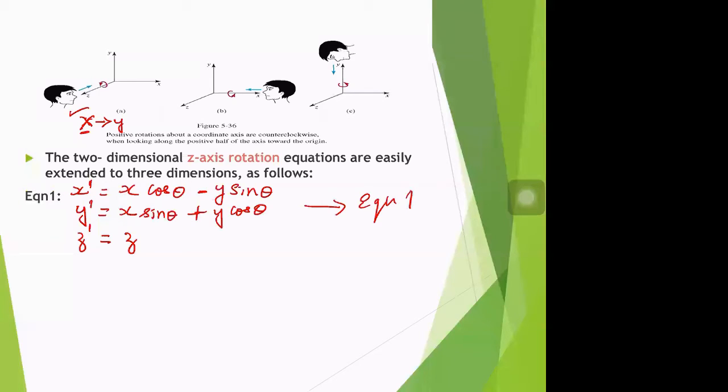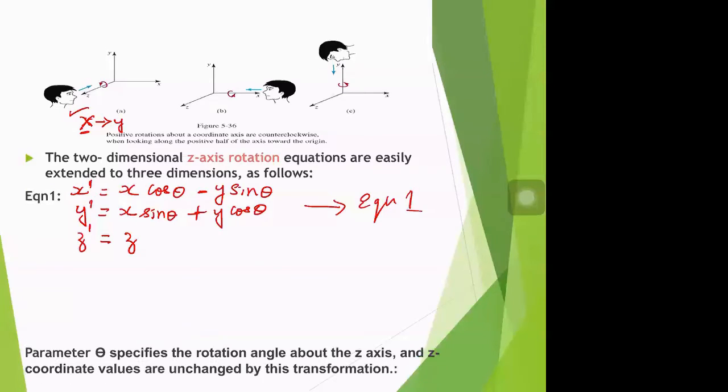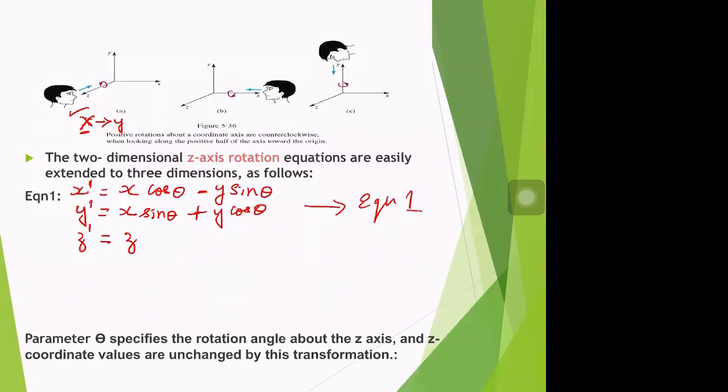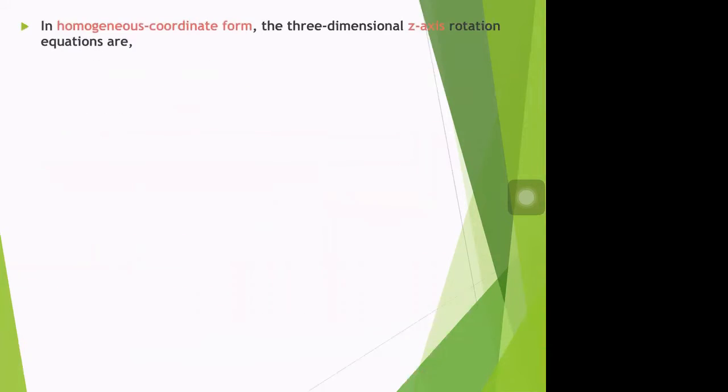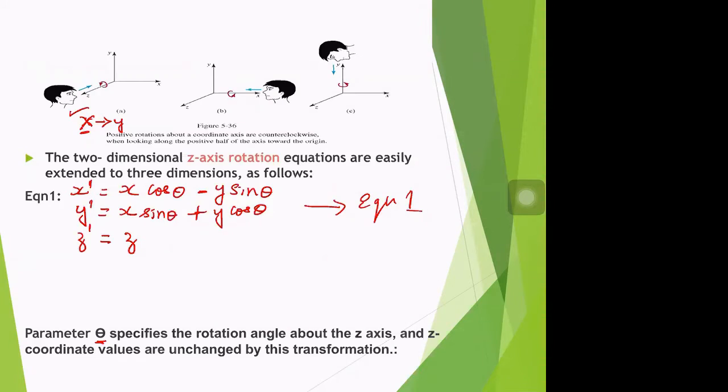This is what is said here. I'll tell you what this formula is after writing the matrix. I think our matrix is next. So now the parameter theta specifies the rotation angle about the z-axis. Yes, we already know that. And z coordinate values are unchanged by this transformation. That we have understood. I'll go to the next slide now.